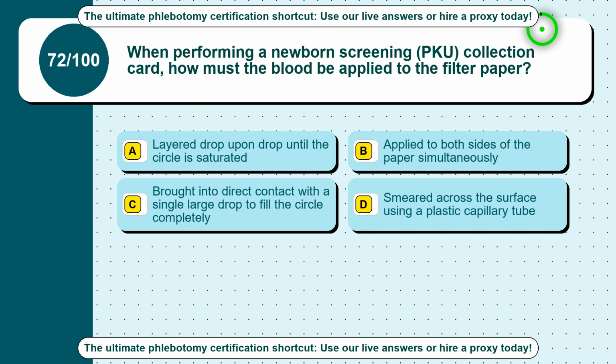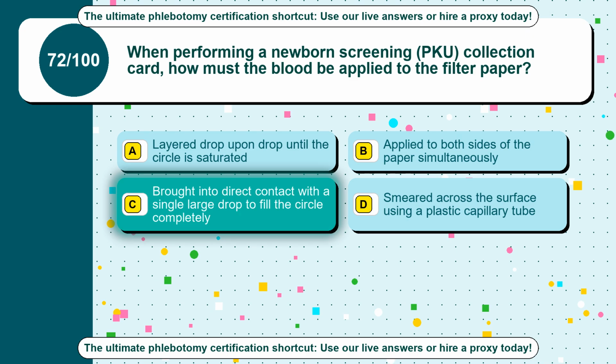Question 72. When performing a newborn screening, PKU, collection card, how must the blood be applied to the filter paper? Option A, layered drop upon drop until the circle is saturated. Option B, applied to both sides of the paper simultaneously. Option C, brought into direct contact with a single large drop to fill the circle completely. Option D, smeared across the surface using a plastic capillary tube.